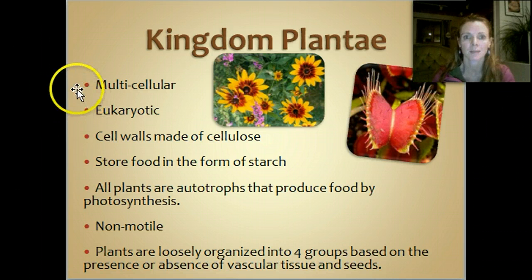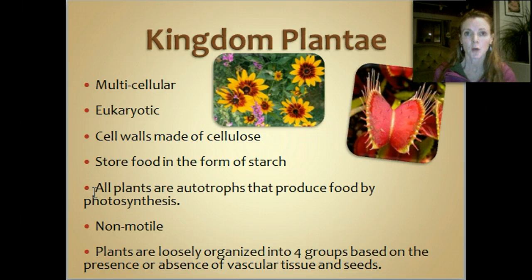So, Kingdom Plantae in general, multicellular, eukaryotic. By the way, multicellular, many cells. Eukaryotic meaning, guess what? They have a nucleus. They have their specialized cells, unlike prokaryotes. Cell walls are made of cellulose, and they store food in the form of starch. All plants are autotrophs, okay? They produce their own food by photosynthesis.